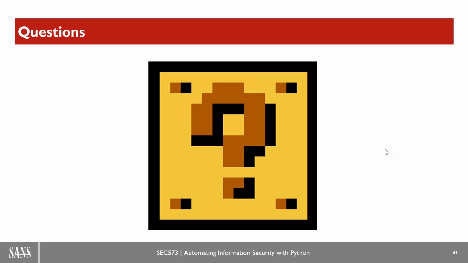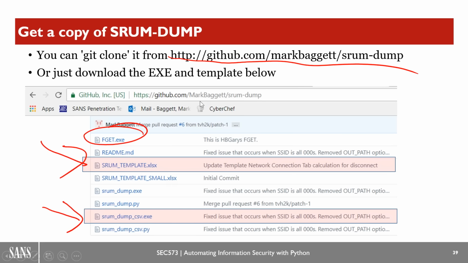Okay. I hope that answered that question. What was the tool you mentioned to get a copy of the SRUM? To get a copy of the SRUM? Yes. I mentioned HBGary's fget, which is in my GitHub. You'll see a tool called fget. It's by HBGary, and it will allow you to grab a copy of a file that's locked by the operating system.